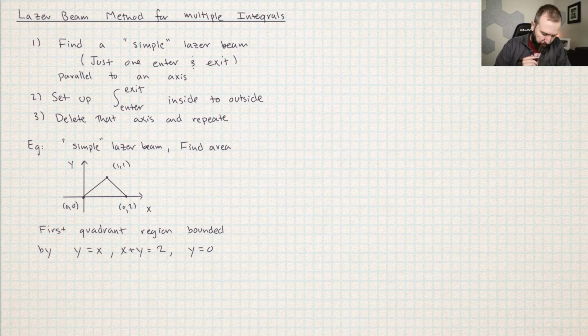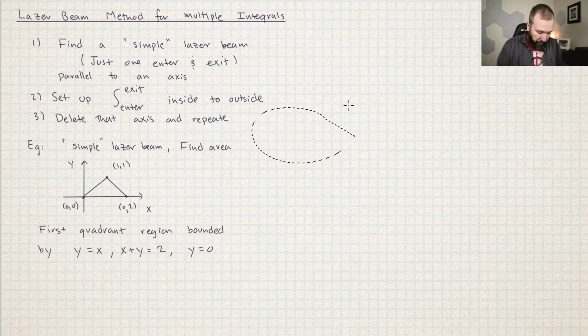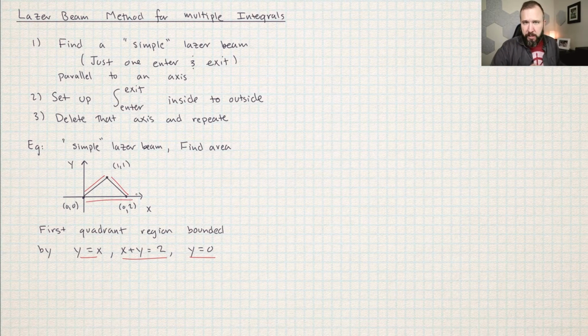I think I've cooked up a pretty simple example to illustrate the laser beam method. What I'm asked to do is find the area. So this means that I'm going to be doing something like the double integral of 1 dA. Okay, and then here's the region. The region is only in the first quadrant, and it's bounded by the line y equals x. That's this line right here. The line x plus y equals 2. That's this line right here. And the line y equals 0. That's that line right there. And I just did a little algebra to figure out the place where all these lines intersect, and I've labeled those points. All right, so here comes the laser beam method.